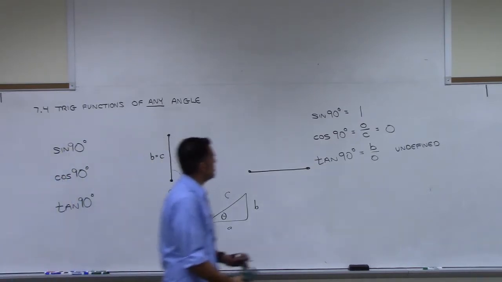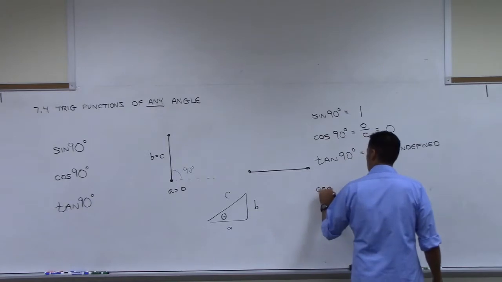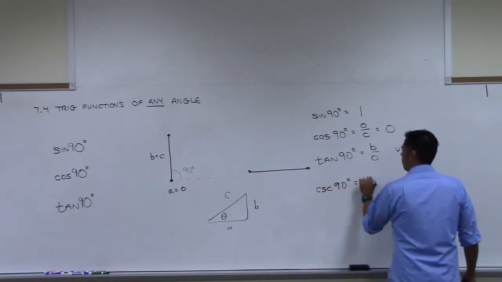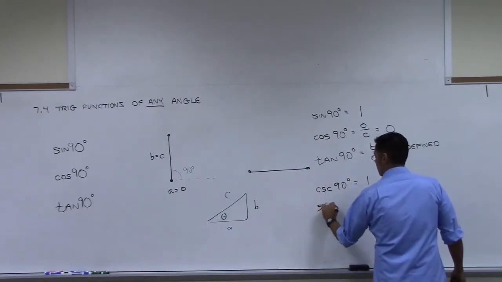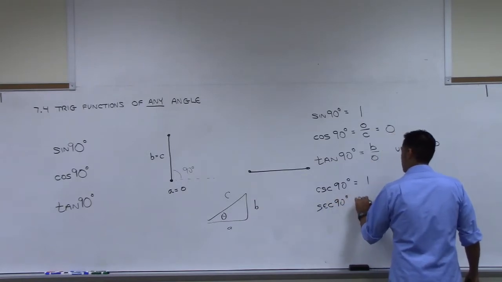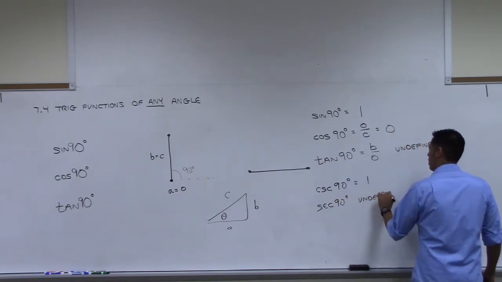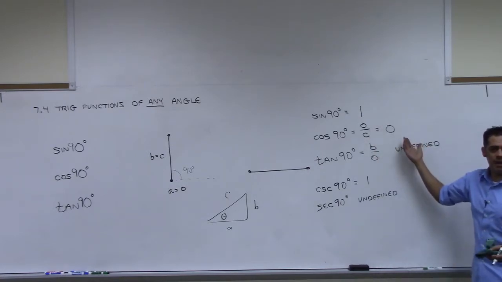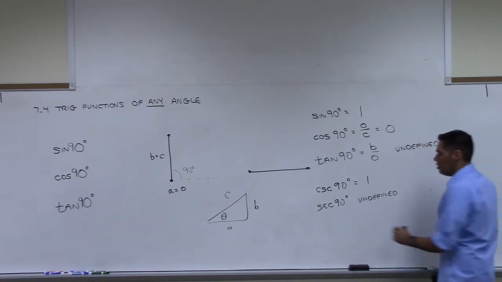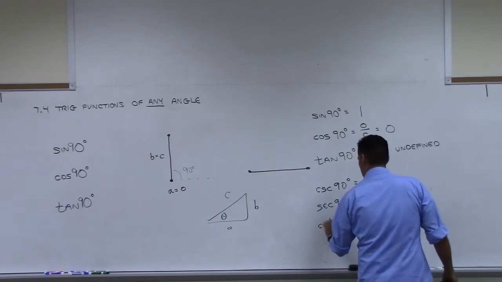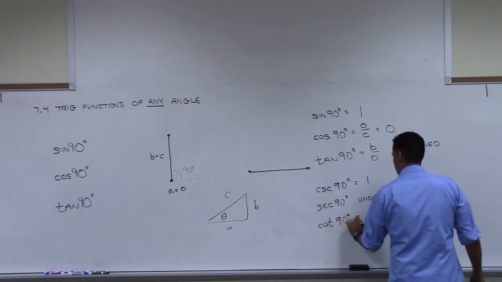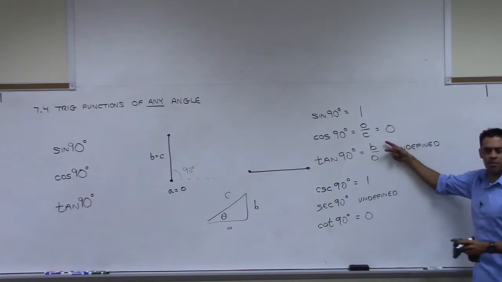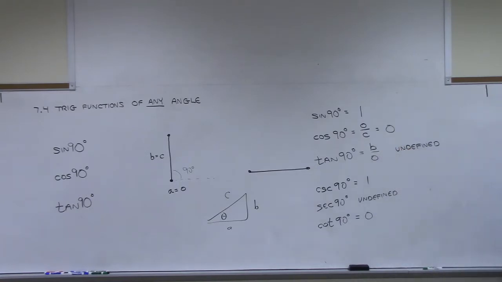What about the reciprocals of these? What's cosecant of 90? 1. Secant of 90 would be undefined, because you're trying to flip this fraction over. You get C over 0, which is undefined. And then what about cotangent of 90? 0. That's okay, you can do that. If you flip this fraction over, 0 over B is defined.